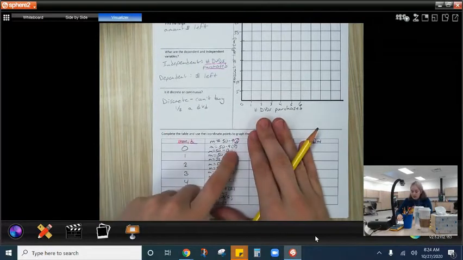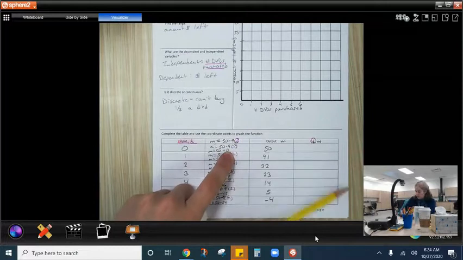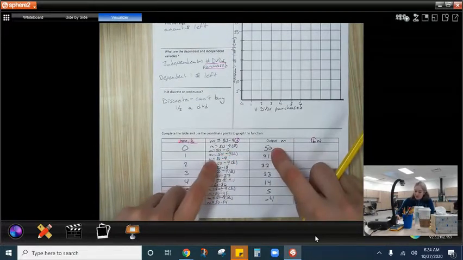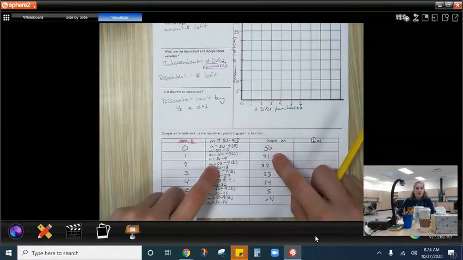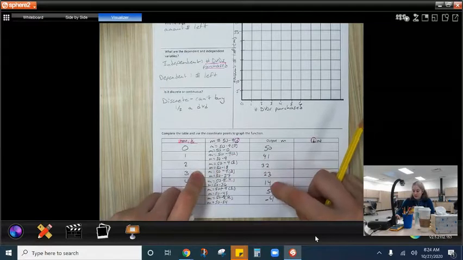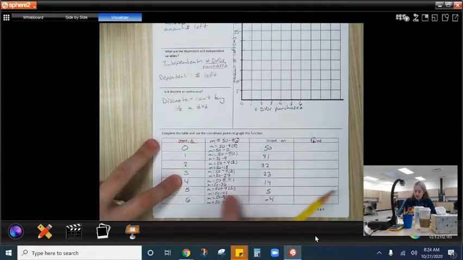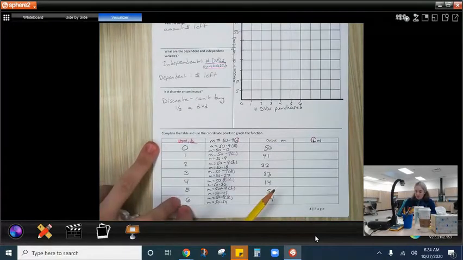So if I plug in my 0, I end up with 50 minus 9 times 0. Well, that's just 0. Oops. Sorry, guys. So that will give me 50. And then if I do 50 minus 9 times 1, that'd be 41. And then you can see every time I'm going down by 9. So I'm plugging in whatever my input is and seeing what I get out. And then I get all the way down here. After I bought 6 DVDs, I have -4.